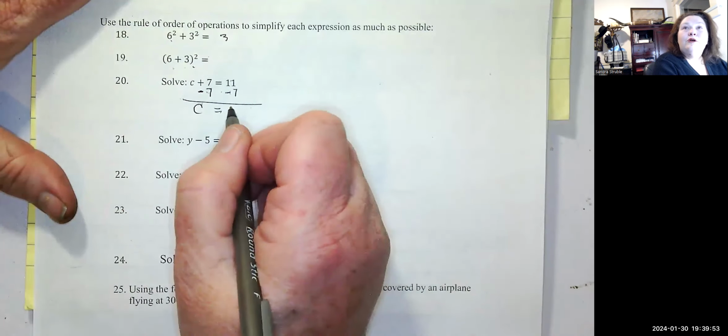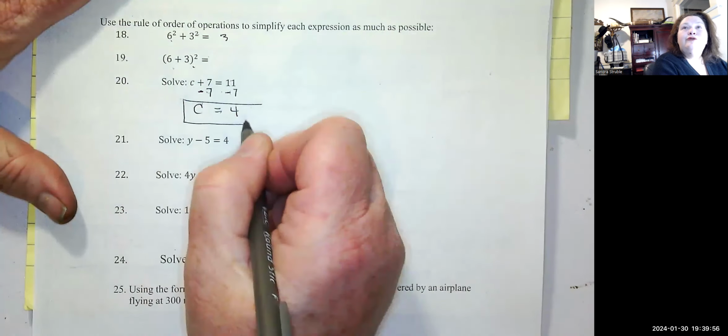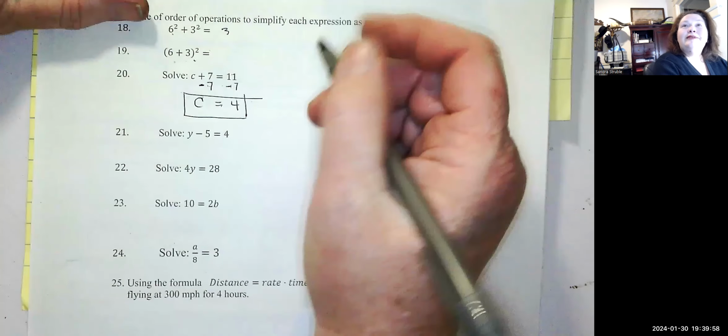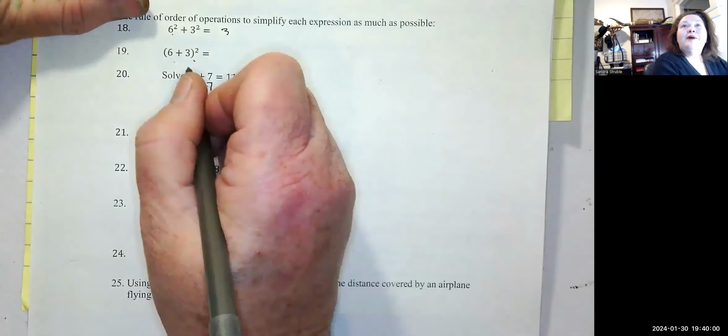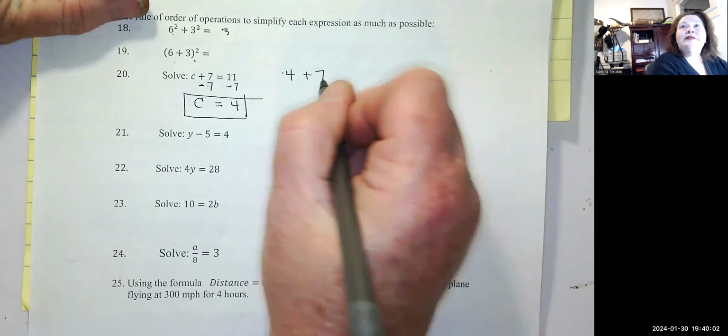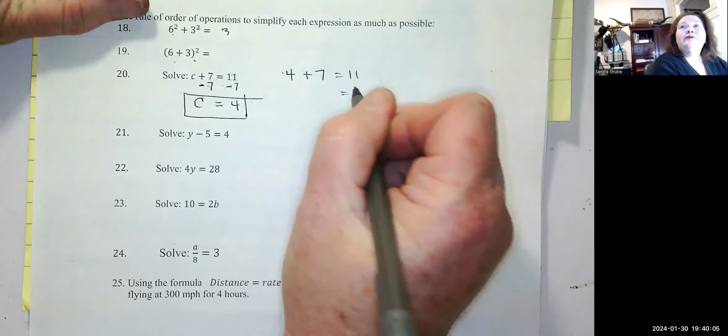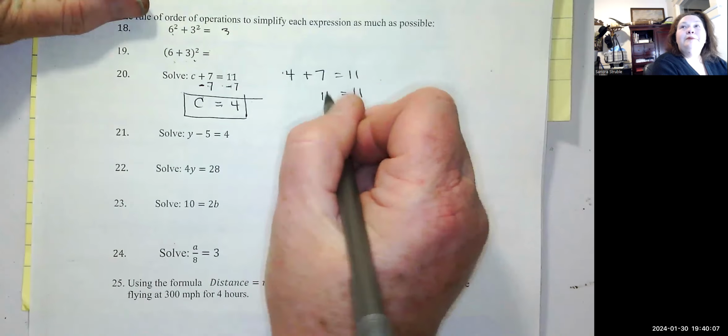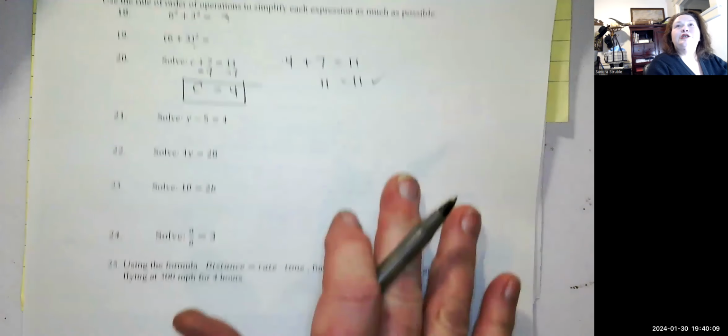11 minus 7 is 4. So c is equal to 4. To check that, all we have to do is plug that 4 back into c. 4 plus 7 is equal to 11, and then see if it checks out. 4 plus 7, 11. Yep, works beautiful. And that's just checking it.